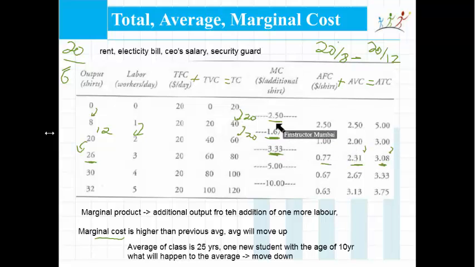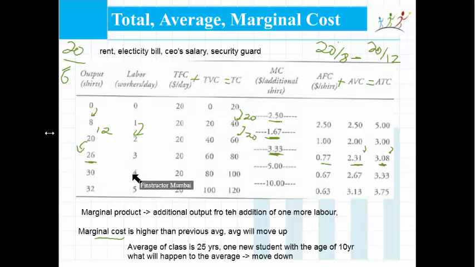As the marginal cost changes to 1.67, the marginal cost is lower than the previous average. The average of 2.5 is the previous average, and the marginal cost is lower than the previous average, so the average will move down. As the marginal cost is higher than the previous average, the average will move up. So the average moves up to 3.08.